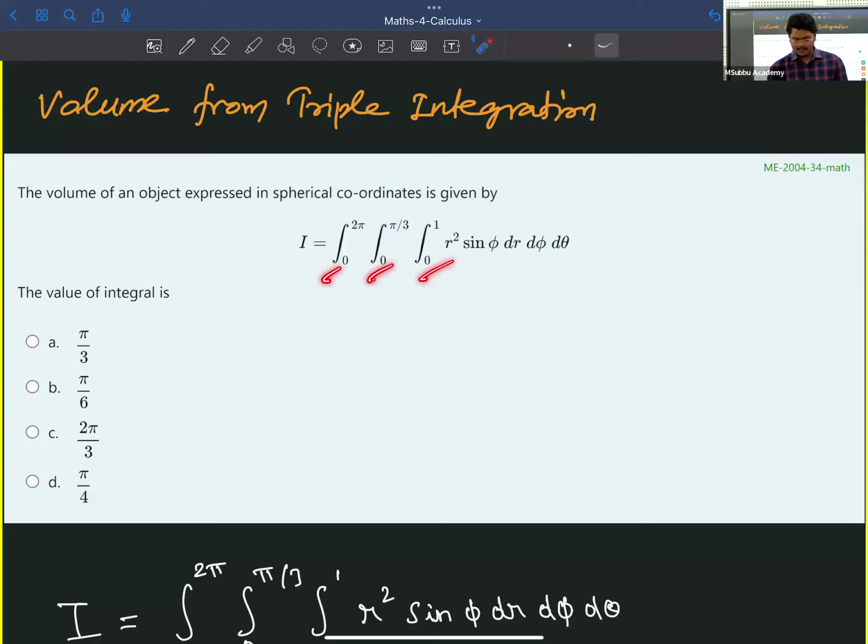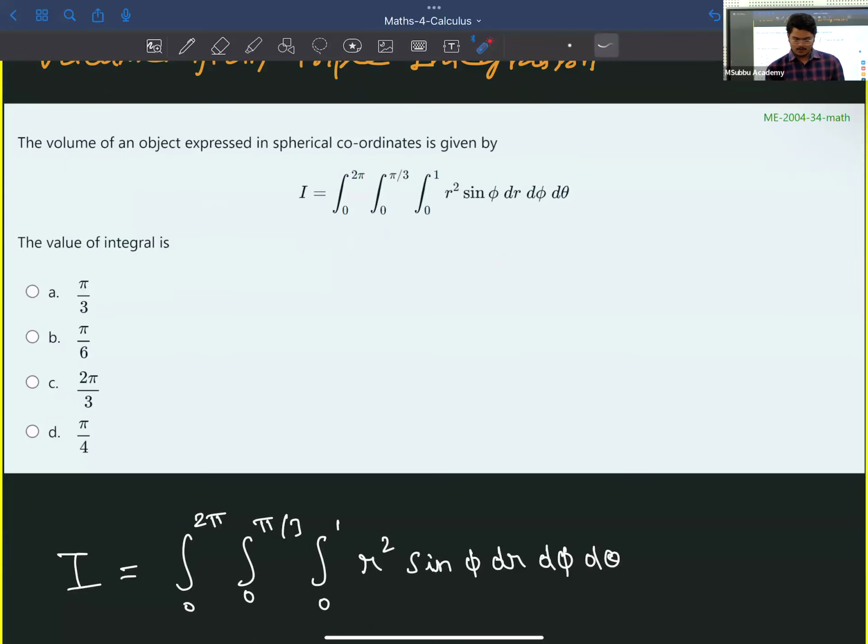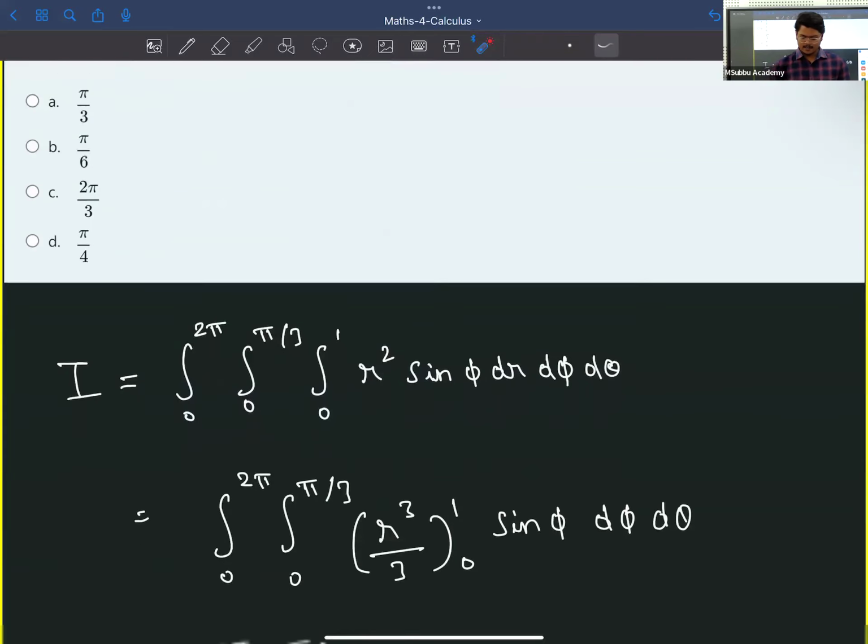So we have 3 integrals. When you take these 3 integrals, the first integral will correspond to the first differential term, with respect to r. The second term will be differential with respect to d phi. The third integral will be d theta. So like this it will come. Now we have to integrate each part.